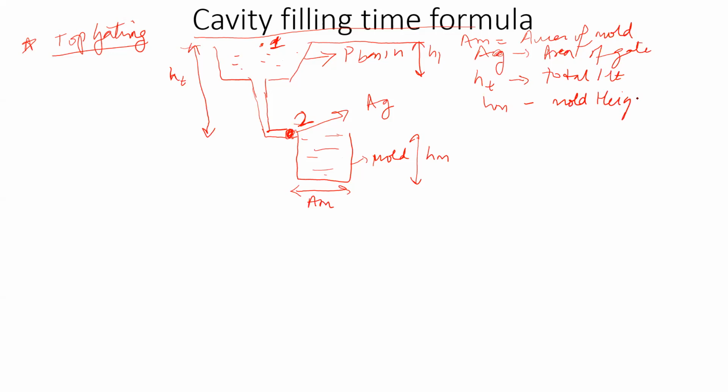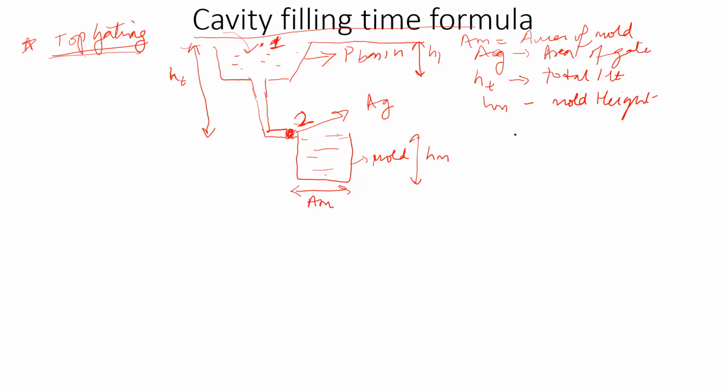Okay. So now we have to find the time taken to fill this mold cavity. See, when molten metal is poured from here, it will come down through the sprue and reach the gate, and from the gate it will travel to the mold cavity, right? So how much time will it take to fill the mold cavity, that we have to find, and it is a top gating system.